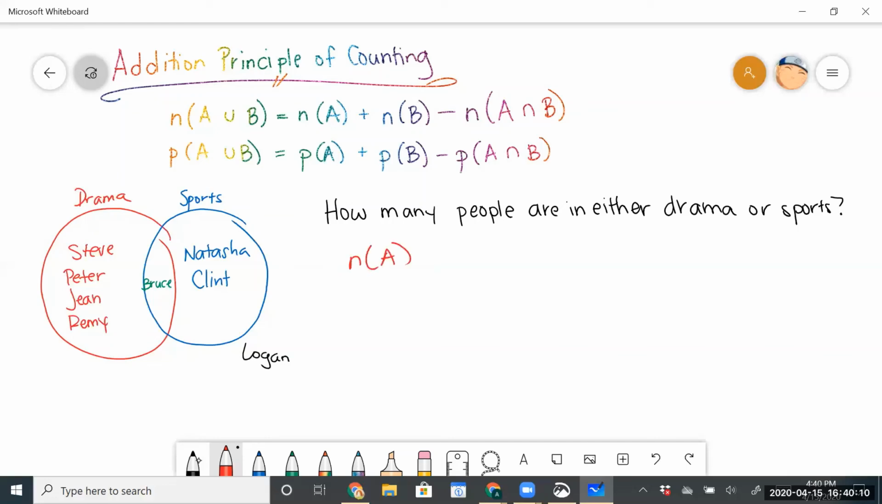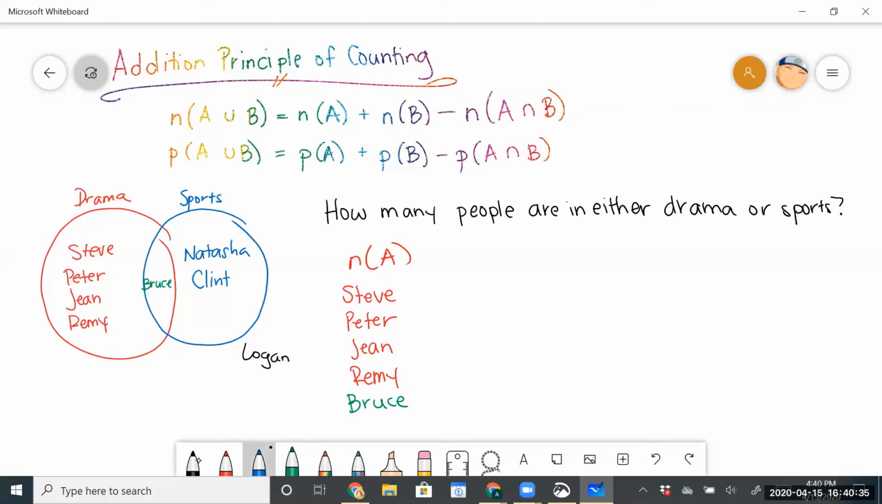And just to keep a list going, I know that I've got Steve in A, I've got Peter in A, I've got Jean in group A. This is my drama club people, right? And we cannot forget Bruce. He's easy to forget because he's in that intersection of the circles, but he's still part of drama club. That's why he's in the intersection.